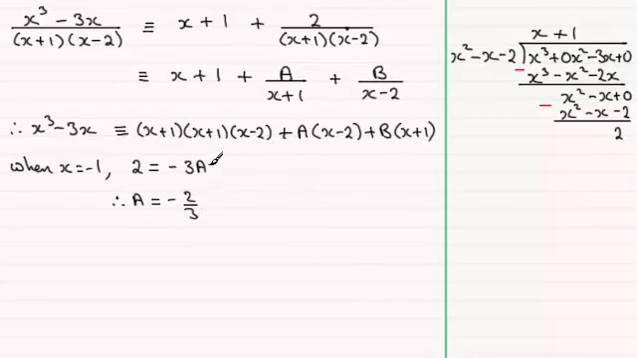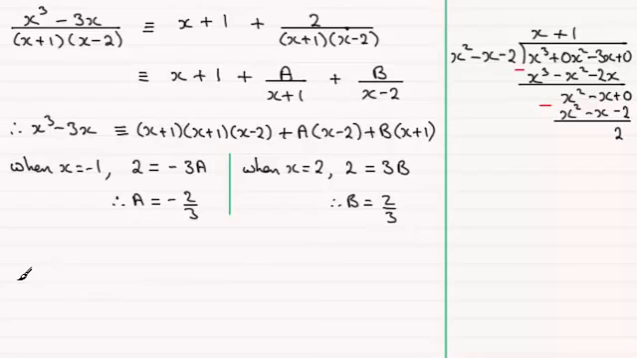So we've got a, we just need b now, and in the usual way what we can do is make this bracket 0 by choosing x to be 2. So when x equals 2, what we've got here is 2 cubed, which is 8, minus 3 times 2, which is 6. 8 minus 6 is 2. This term will go out because this bracket's 0. This term will go out because that bracket's 0. We're just left with 2 plus 1, which is 3, times b. 2 equals 3b. And dividing both sides by 3 gives us b equals 2/3.